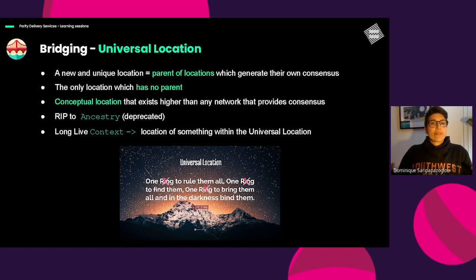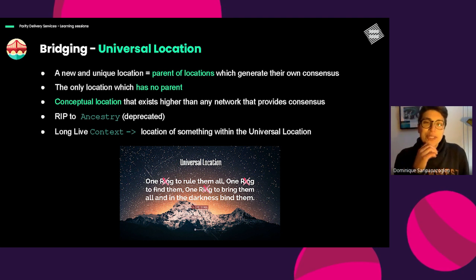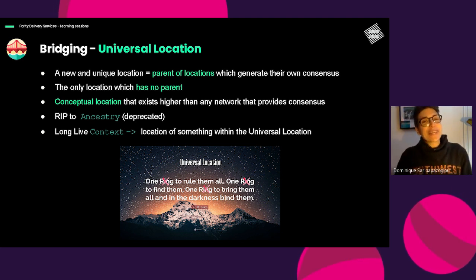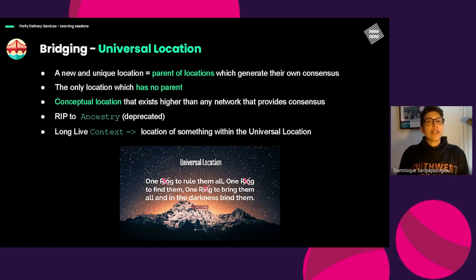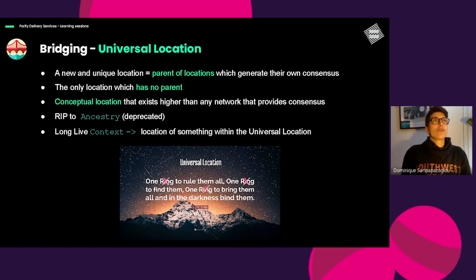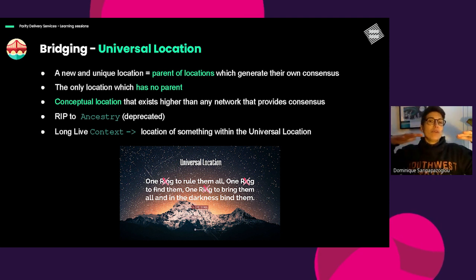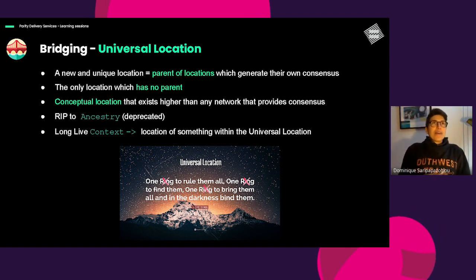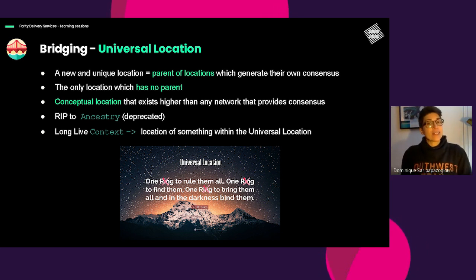Wait, I will just read first. It's a new and unique location, and it's like a parent of all locations. Locations, when I say it, means different consensus systems. So we have parachains, we have relay chains. It's above all of these, like an imaginary consensus system, but there's no consensus system. It has no parent, since it's above everything.